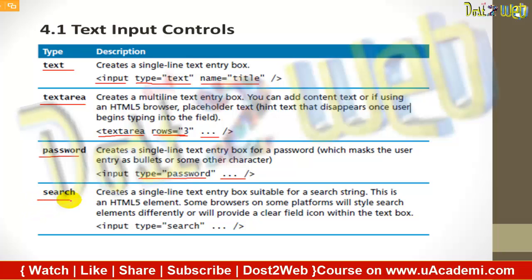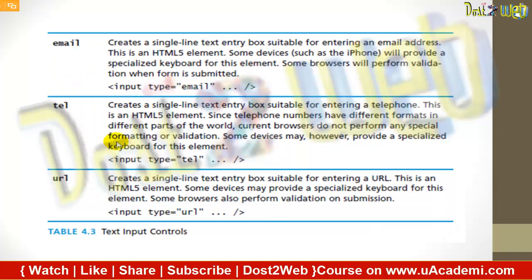Next, search. If you want a search string, then you can use input type is equal to search, and this is also an HTML5 element. Yesterday we saw that while searching in Google, in the form action they were using search, that is the HTML5 element, and it will search on the basis of what you are searching. This is your input text control.